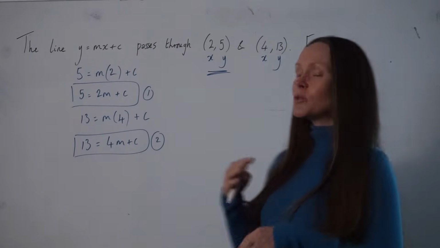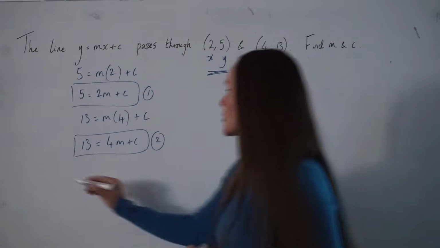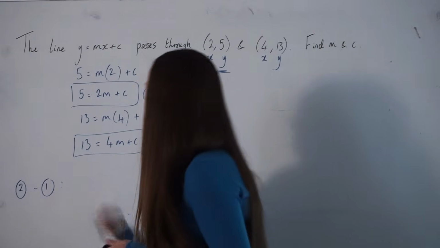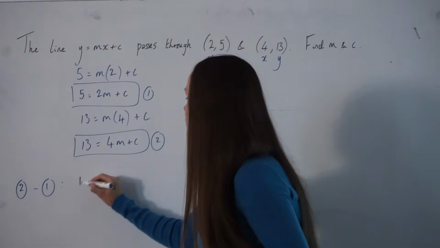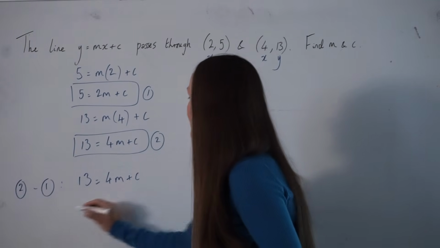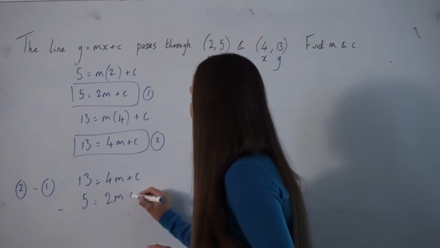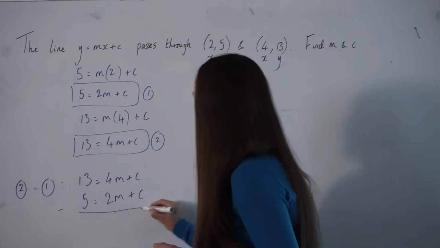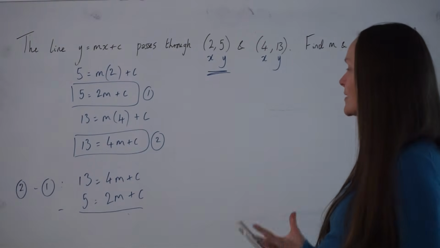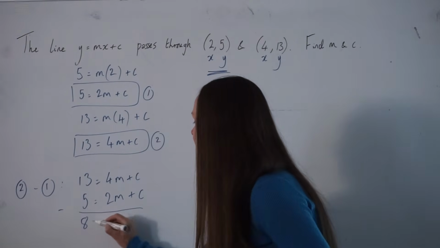It doesn't matter which way round you subtract the equations, you'll get the same answer either way. I'm going to take equation 2 and subtract equation 1, okay? And I'm going to write it all out, show my working clearly, as if you show your working, you're less likely to make a mistake. And if you do happen to make a mistake, you will still get method marks when you've shown your working. So if we subtract these equations, 13 take away 5 is 8.